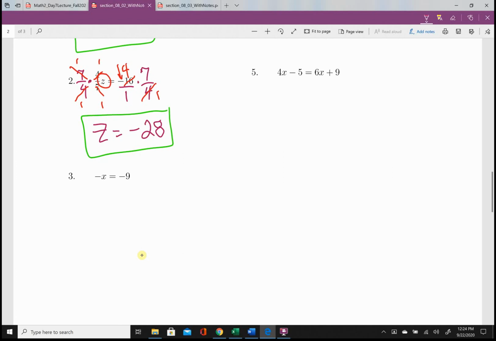You can either multiply both sides by -1 or divide both sides by -1. So I'm going to choose to divide both sides by -1. And that's how it'll look. In doing so, I can cancel out all of the previous negativity, like so, and like so, on both sides of the equation. And then I will be left with x equals 9 over 1, which is just a 9. Okay?